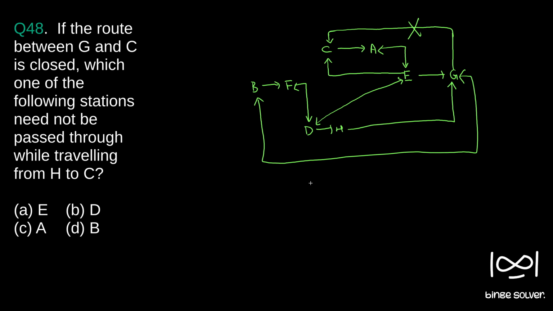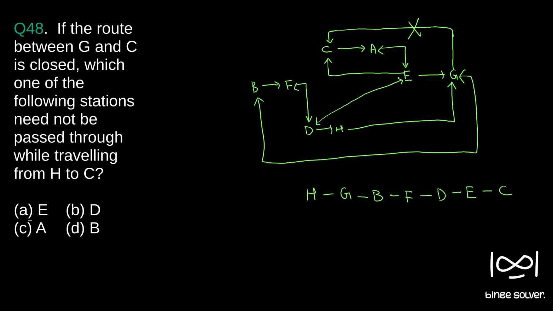So the path we can choose is H to G. G to C is closed, so we will have to go from G to B, then B to F, F to D, D to E, E to C. This is the path. In this, which of the following stations need not be passed through while traveling from H to C?